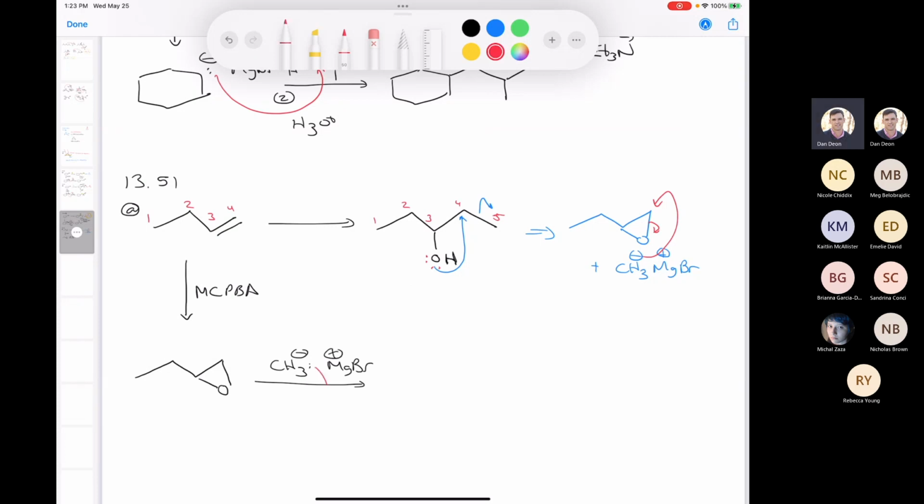That's our nucleophile. It's going to attack at the least hindered carbon. It's going to open up the ring. And then we end up with 1, 2, 3, 4, 5 carbons. Then we have our alkoxide in the middle. And now all we have to do is treat that with H3O plus or water, and you're done.